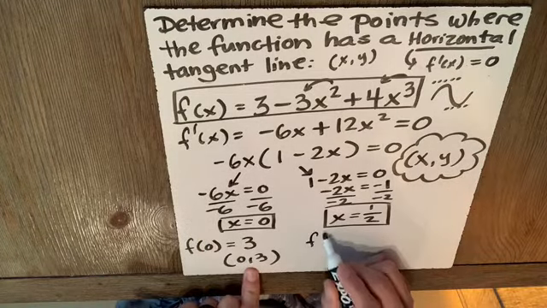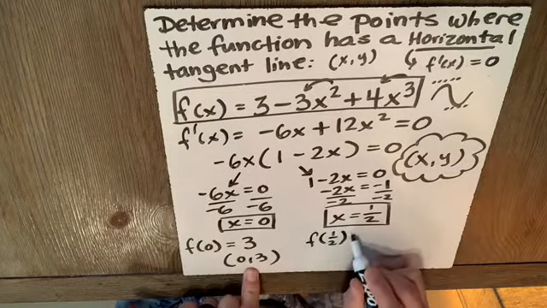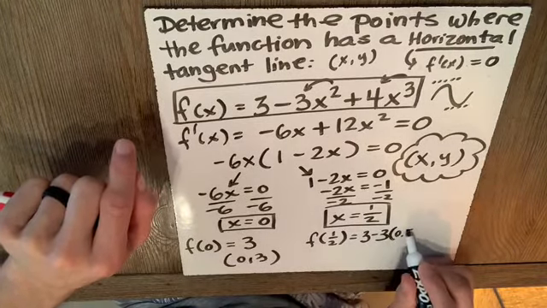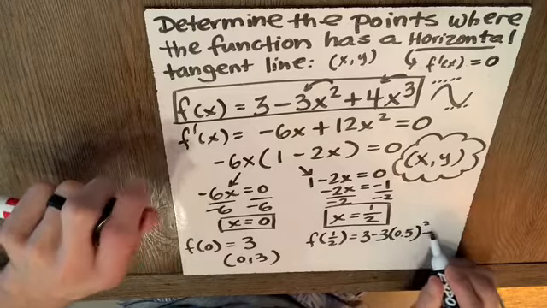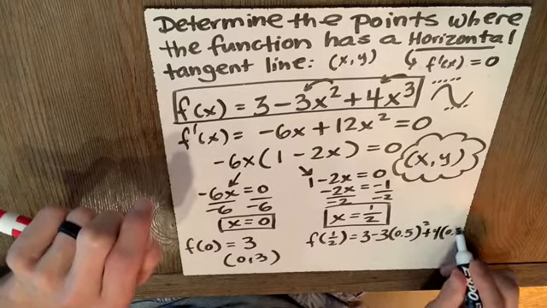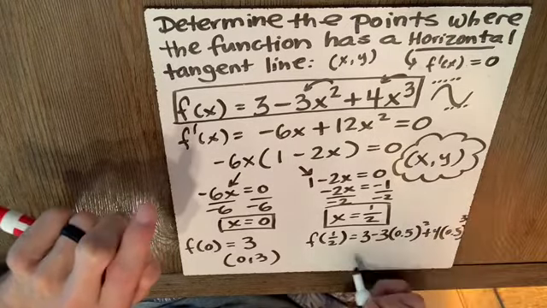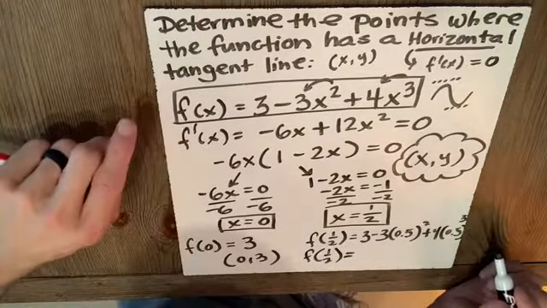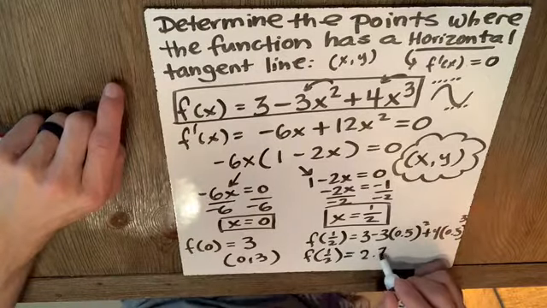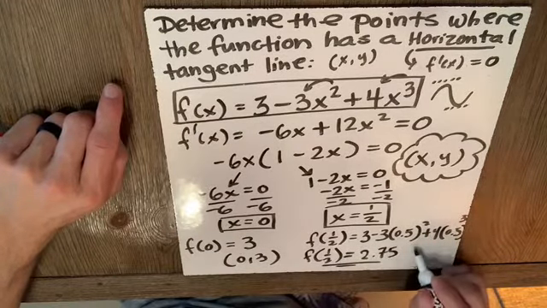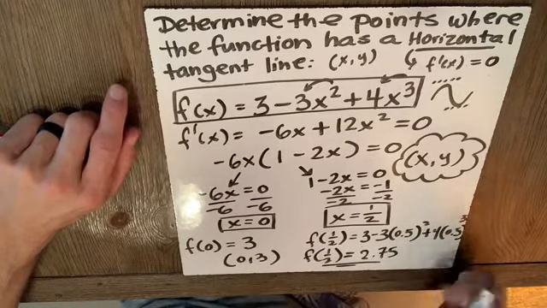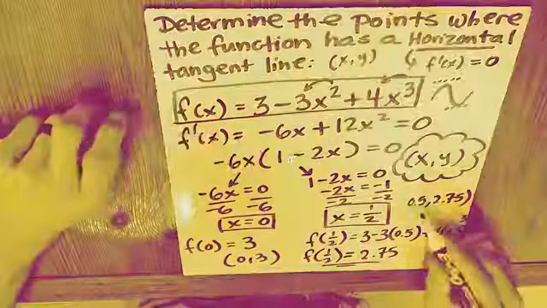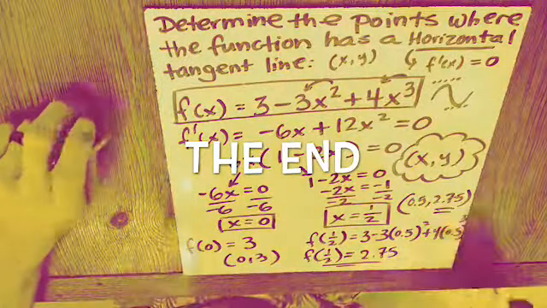And if I find f of 1/2, of course, that's going to be 3 minus 3 times 0.5, or 1/2 squared, plus 4 times 0.5 to the third power. So f of 1/2 will give us, when I do this out, 2.75. So this is another point, 1/2 or 0.5. Our second answer is 0.5, 2.75. And how did I get this 2.75? I just used my calculator there.